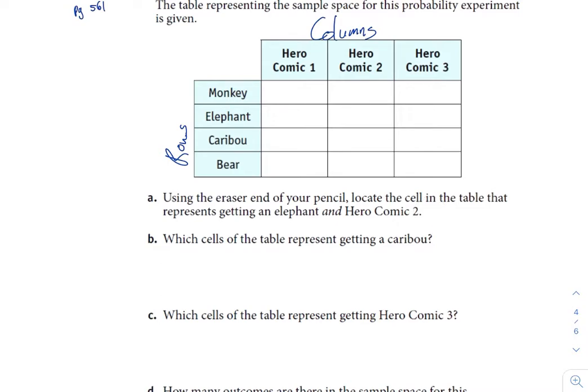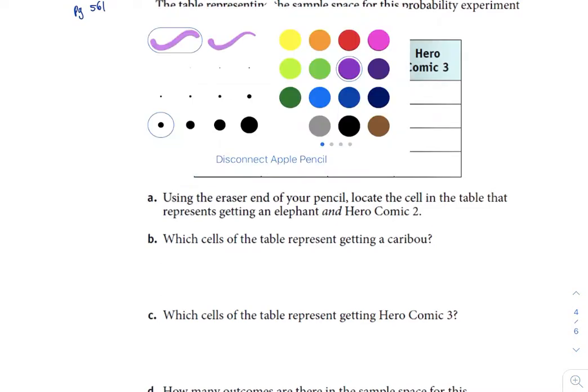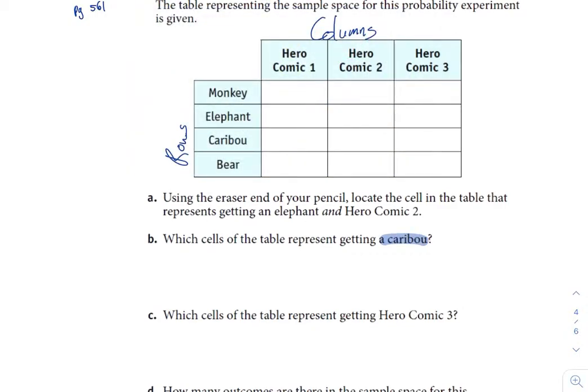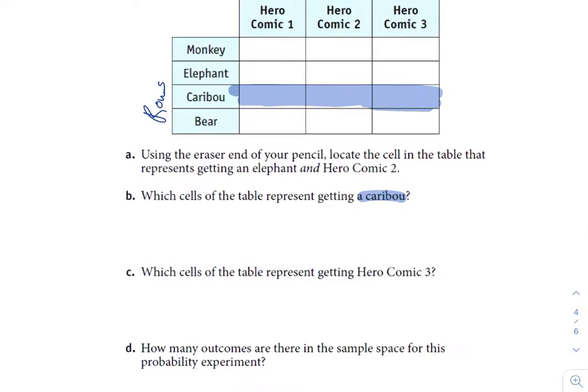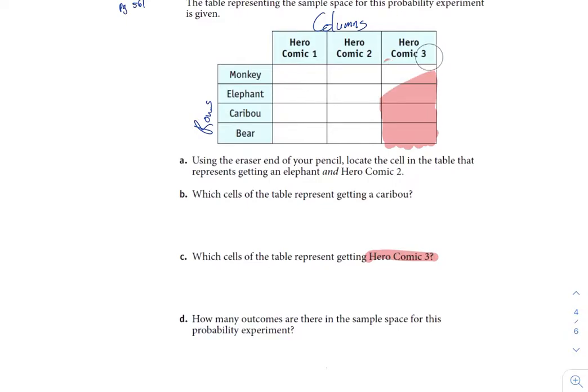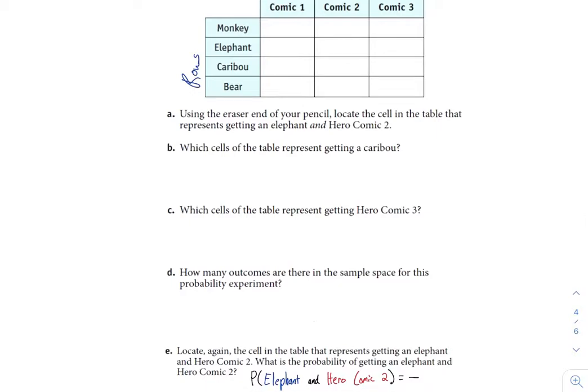B, which cells of the table represent getting a caribou? So in this case, the caribou is going to be everything in the row that's labeled caribou. So those are the cells that represent caribou. And again, I got to erase this in order to do the next problem. We need to know now Hero Comic 3 for part C. They want to know the cells that represent Hero Comic 3, which would be anything in the column labeled Hero Comic 3. So any one of these cells that I've highlighted in red. Okay? And let's take a look at the next question. How many outcomes are there in the sample space for this probability experiment?